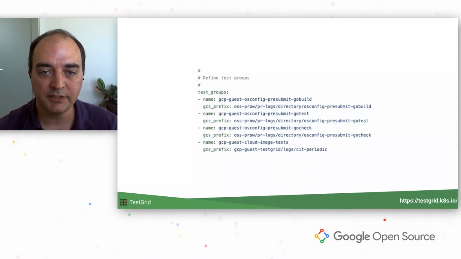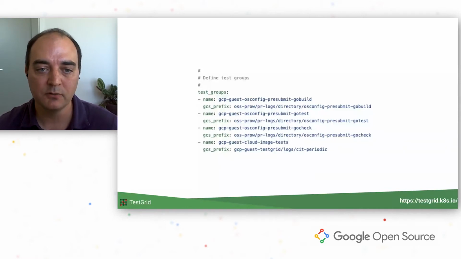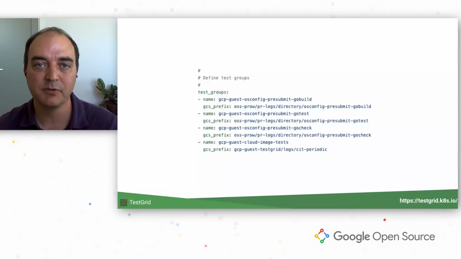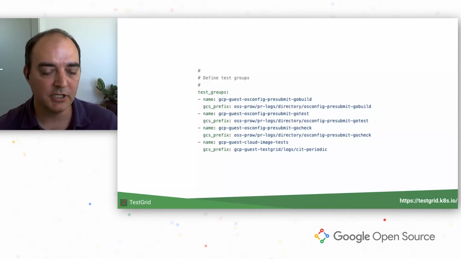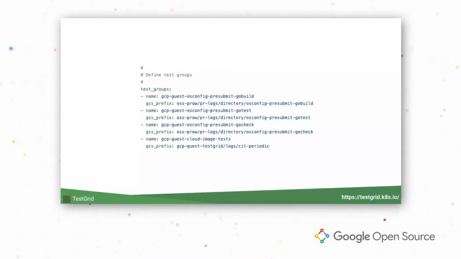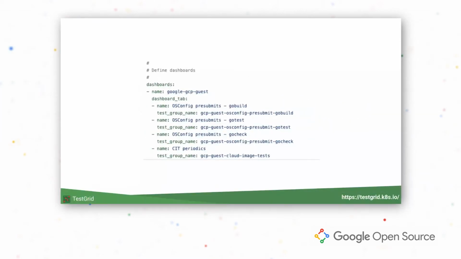So here's what this definition looks like. You define one or more test groups that reference a Google Cloud Storage path. And inside of that path, each column is represented by a monotonically increasing number that acts as a directory. And inside each of those directories, you'll have some metadata, like a started and finished JSON file that specifies what was checked out, how long it ran, whether it passed, those sorts of things. And optionally, some JUnit XML files that give you more details about exactly what testing happened and the results during that build.